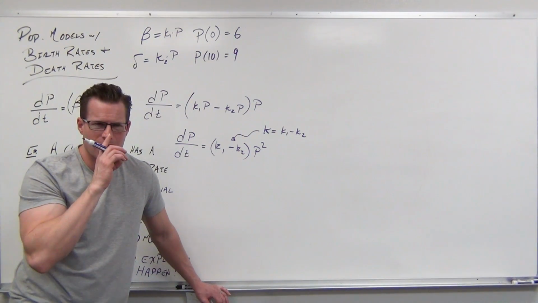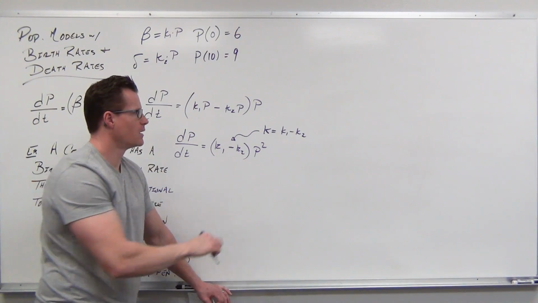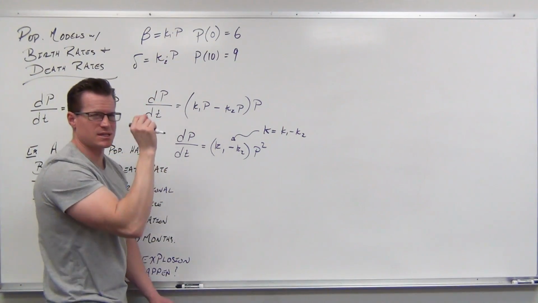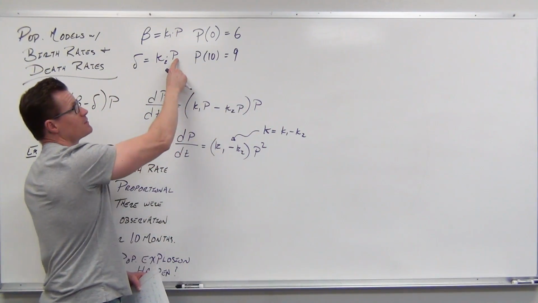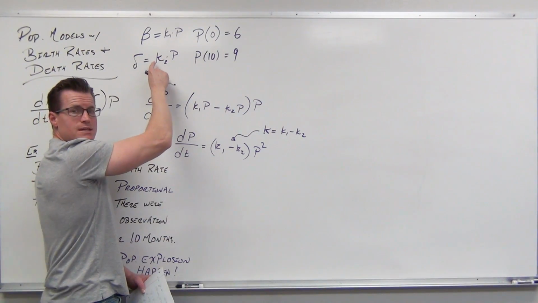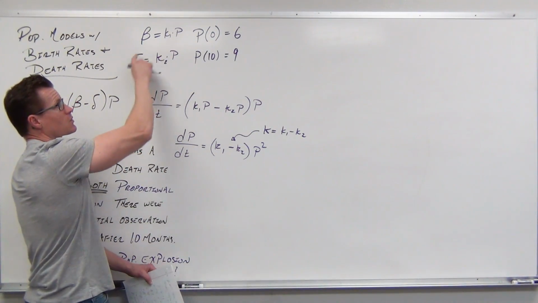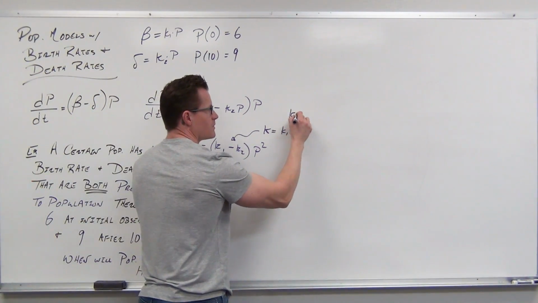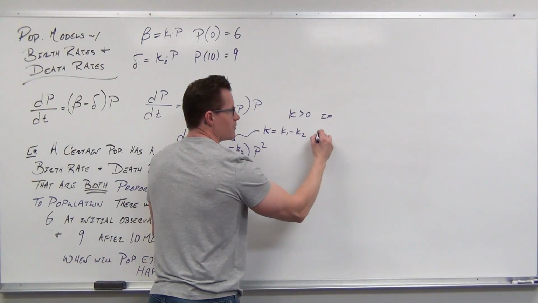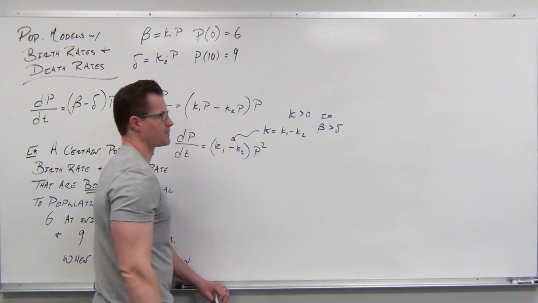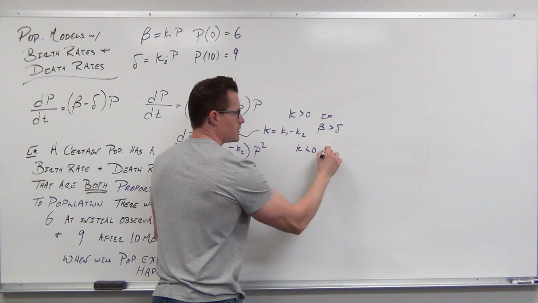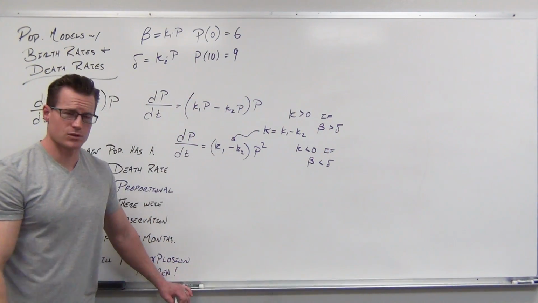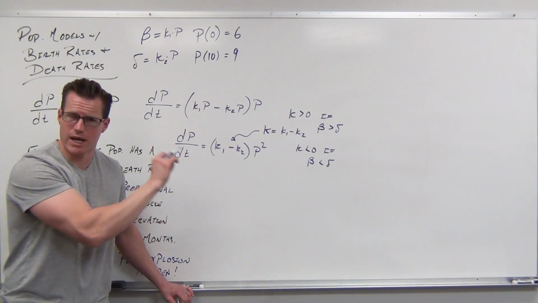So wait a minute, how would the k be positive? That k would be positive because these are the same population at the same time. That k would be positive if the birth rate is greater than the death rate. That's the only way that could happen. So the only way that birth rate is different from death rate here is if the k's are different. So the k will be positive if birth rate is greater than death rate. K will be negative if birth rate is less than death rate. It's the only way that's going to happen. We're going to consider both of those in just a minute, so hang on with that.